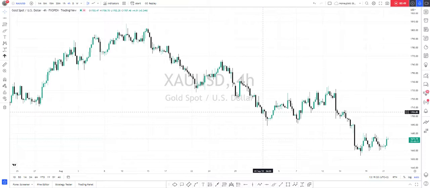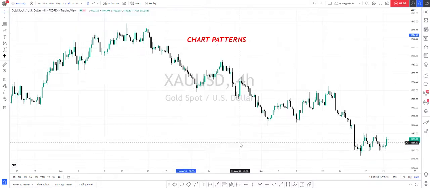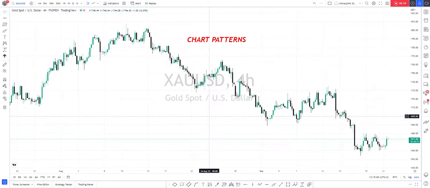Now, first thing first, you must have a prior understanding of chart patterns. You must have a pure understanding of chart patterns. This is where the understanding of chart patterns will work perfectly for you, and you use it to make a good number of pips.